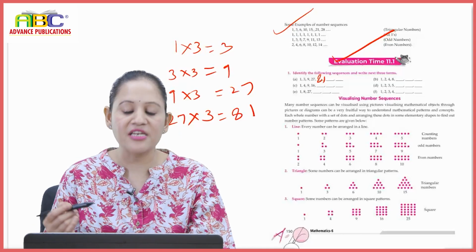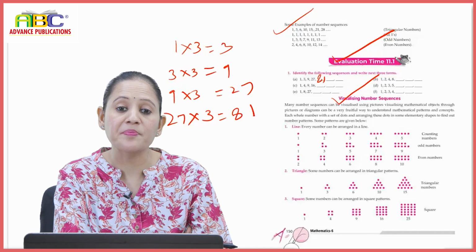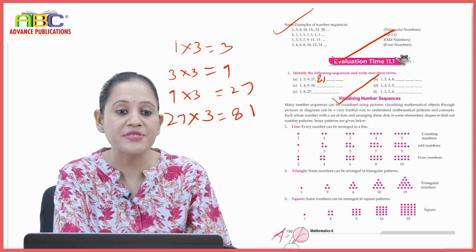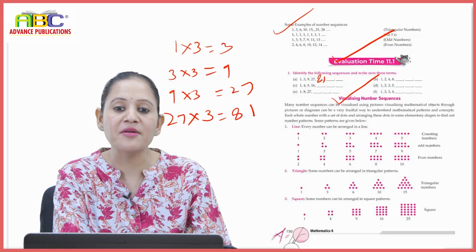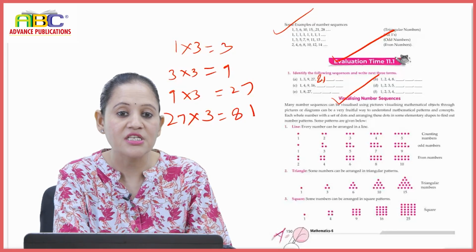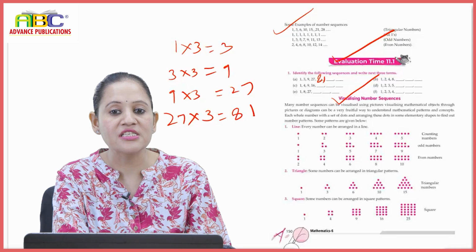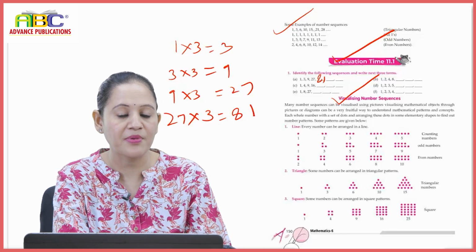Next is visualizing number sequence. Many number sequences can be visualized using pictures. Visualizing mathematical objects through pictures and diagrams can be a very fruitful way to understand mathematical patterns and concepts. Each whole number is a set of dots, and arranging these dots in some elementary shapes helps us find the number pattern. Some patterns are given below.